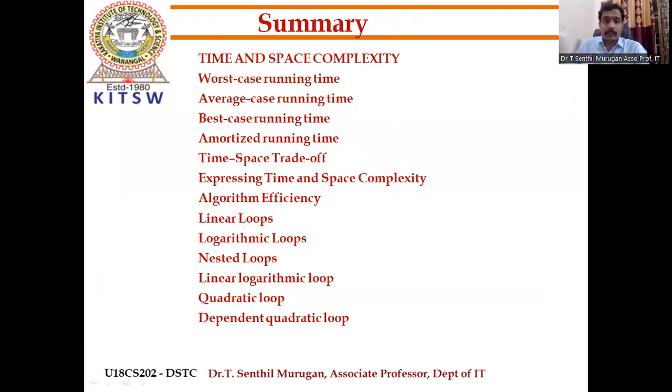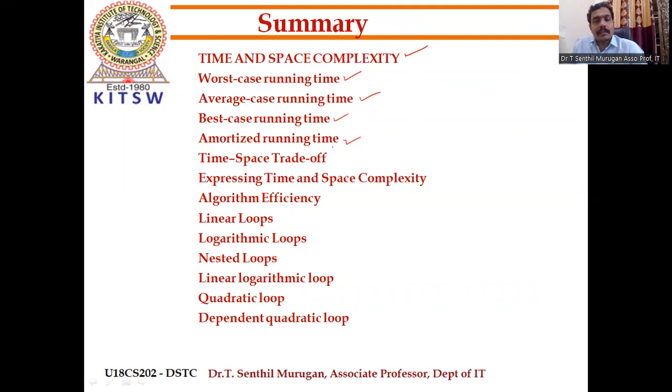This is a summary topic. What are the things we have discussed? What is time and space complexity? Time means how much time it takes to complete the entire execution. Space means how much space is required to complete the execution. Worst case running time is the upper bound of the time taken to complete the entire task. Average means the average time is considered. Best case means the optimal solution, the minimum time taken to complete the entire task.